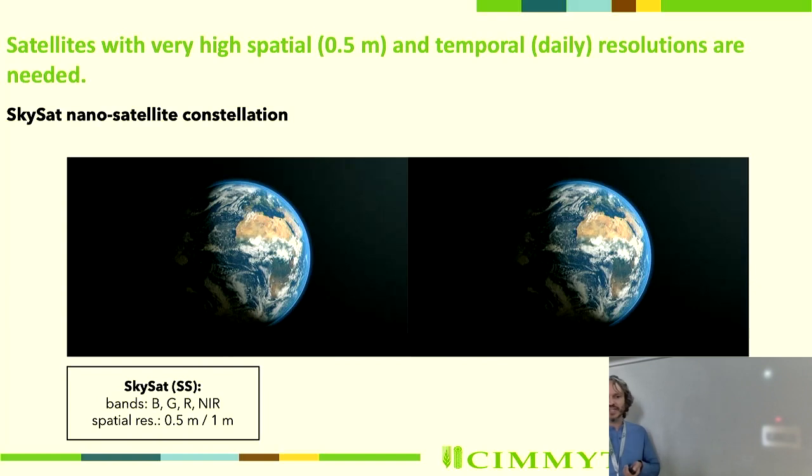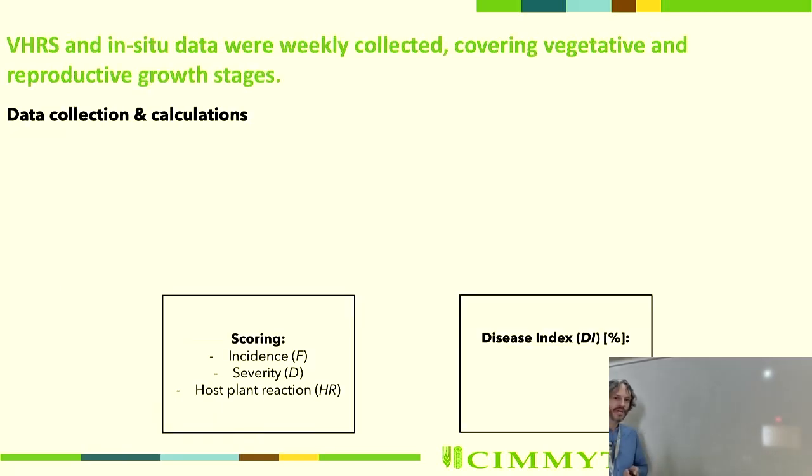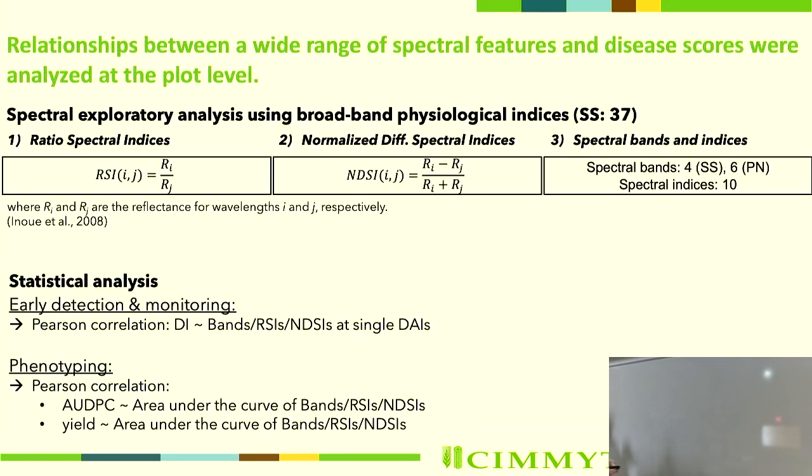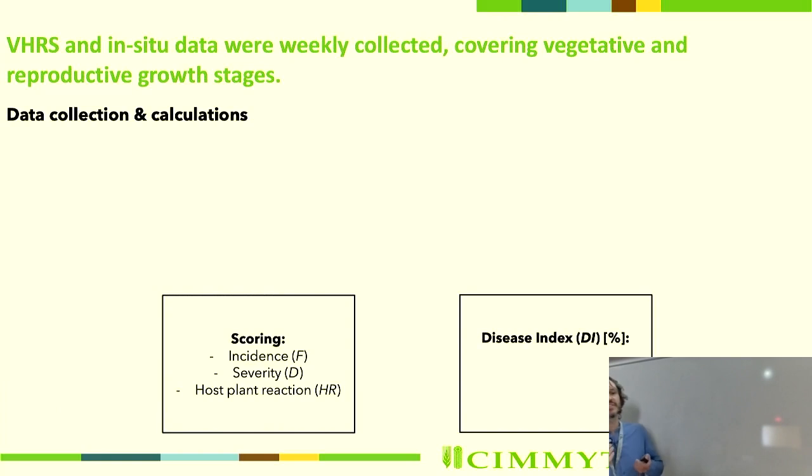The SkySat satellite data has a spatial resolution of 50 centimeters, daily coverage or even sub-daily, and 4 spectral bands: the visible range, what we see, blue, green, red, and then the near infrared. Anyway, there's another slide missing about the data collection.